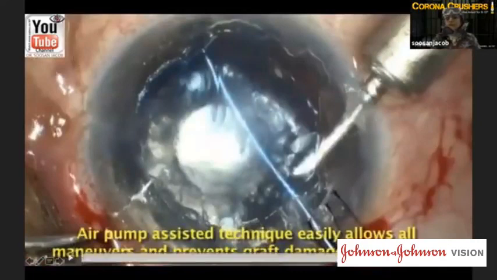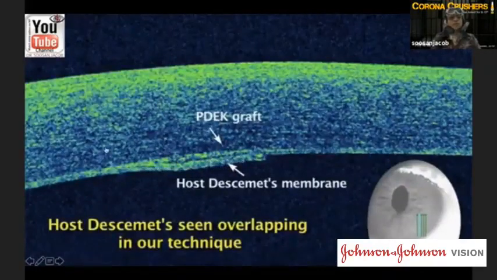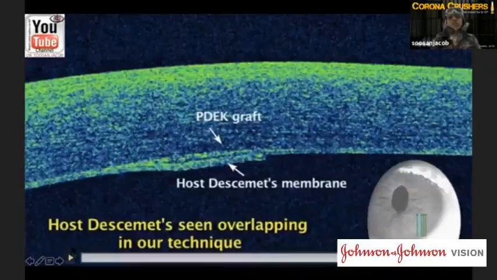And just to show you that ASOST again, because that's a beautiful ASOST. This is the PDEC graft, and that's the host Descemet's membrane. And you can see how it is supported by the host Descemet's membrane.